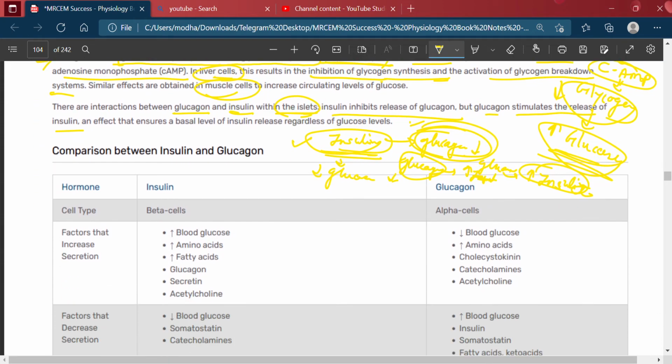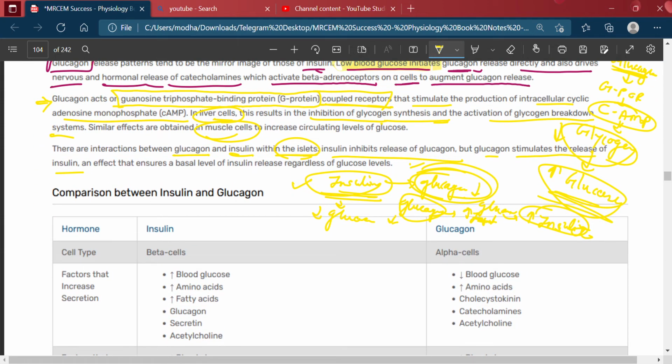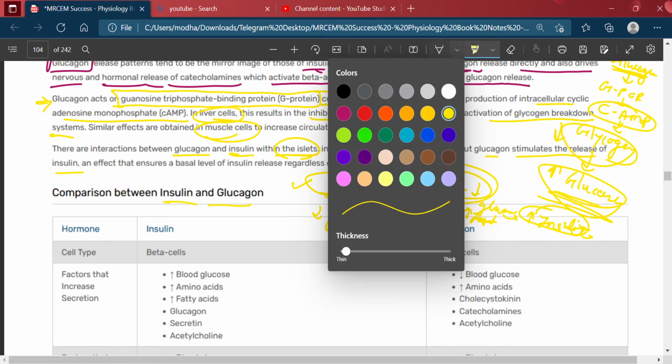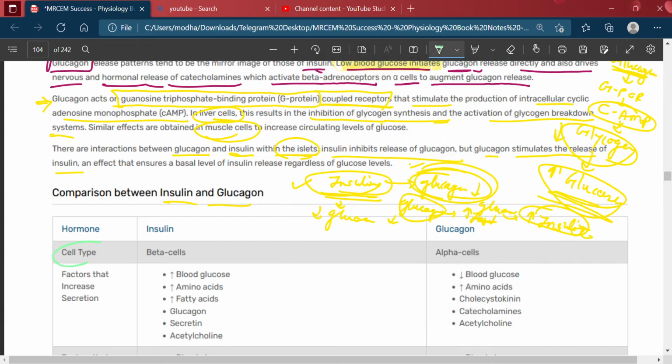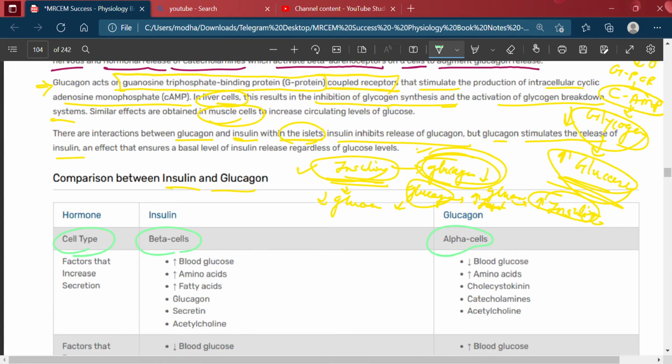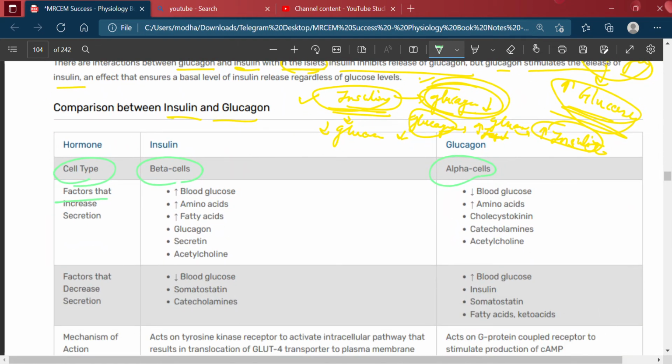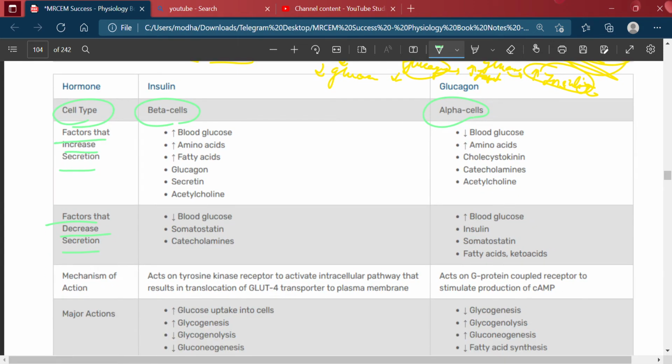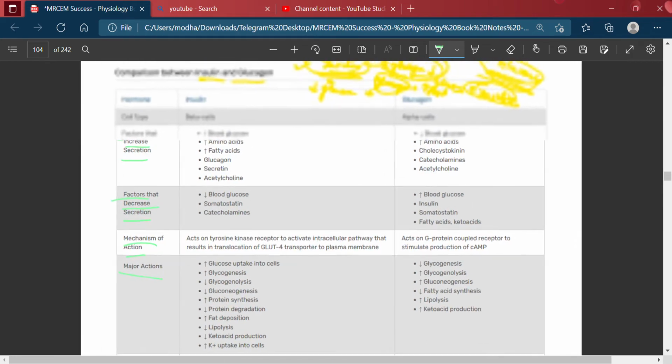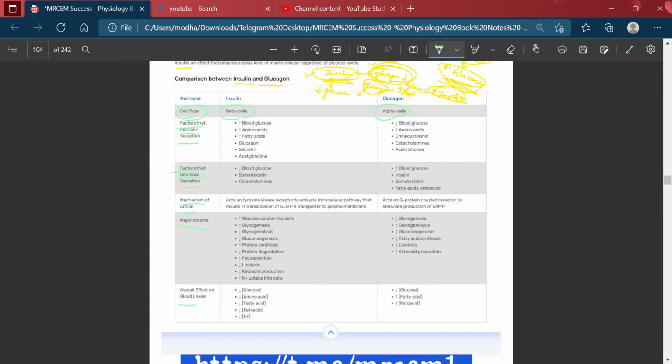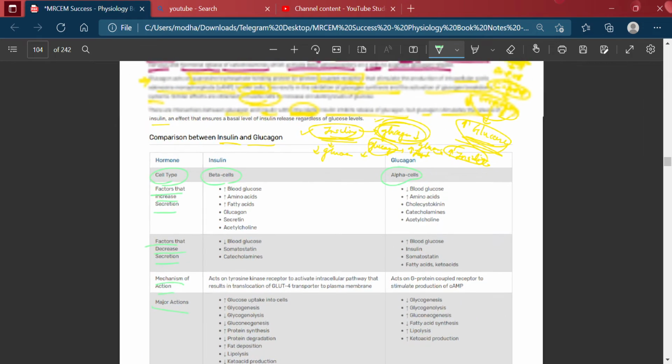Then the comparison between insulin and glucagon. The comparison covers the cell type, beta cells and alpha cells, the factors that increase the secretion, the factors that decrease the secretion, the mechanism of action and major actions, and lastly the overall effect on the blood level.